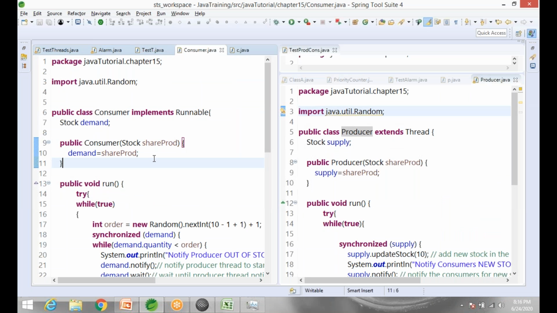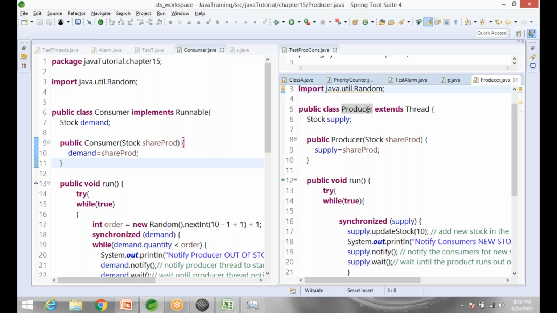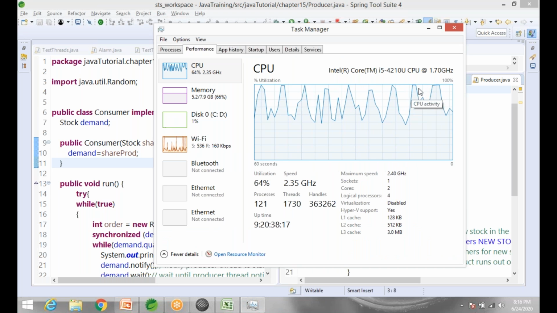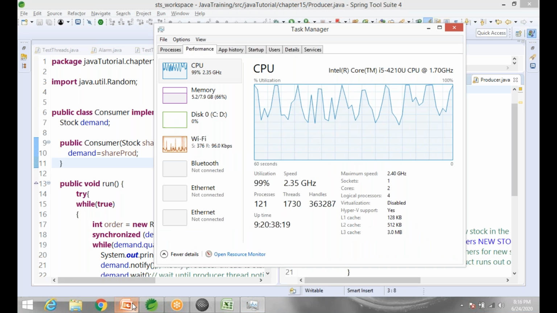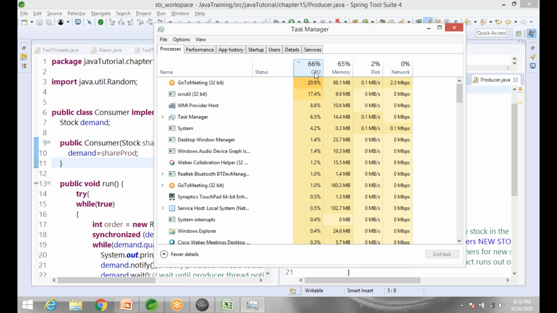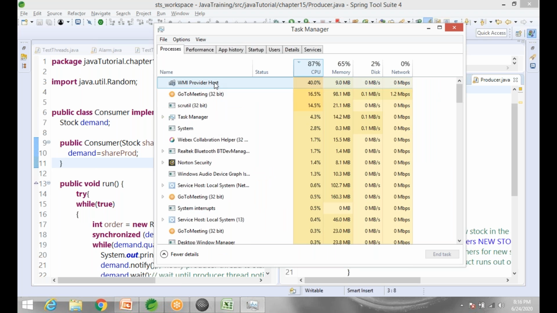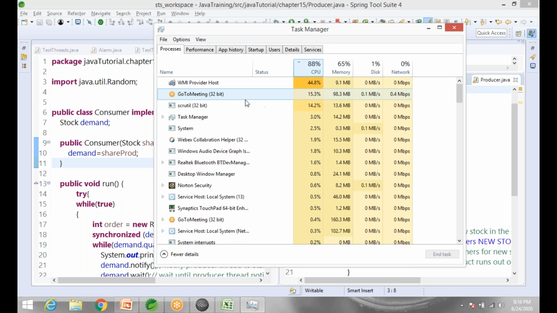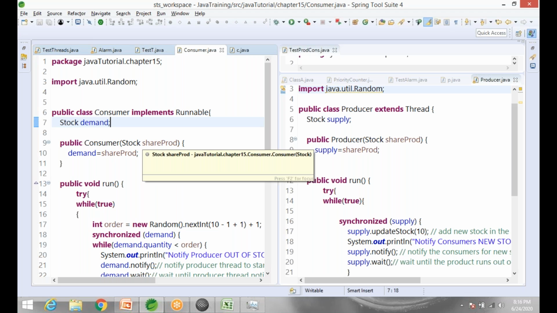So let's look at the program now. We have a producer, we have a consumer. My CPU is really slow. I don't know why. GoToMeeting is eating maximum of my CPU. All right.